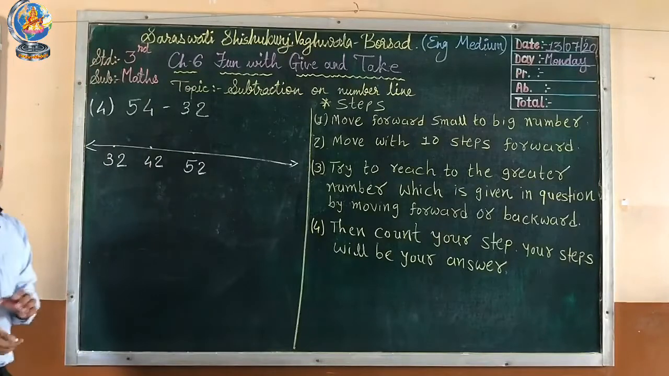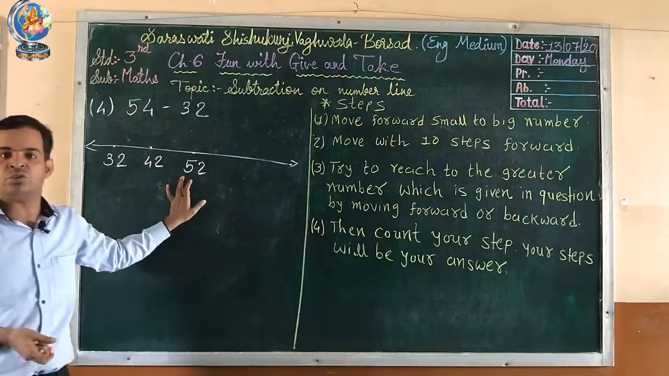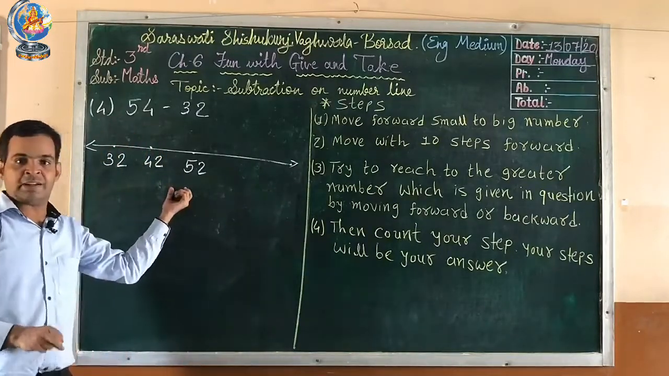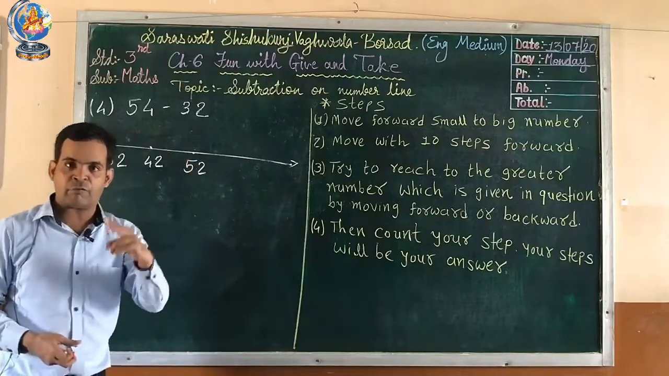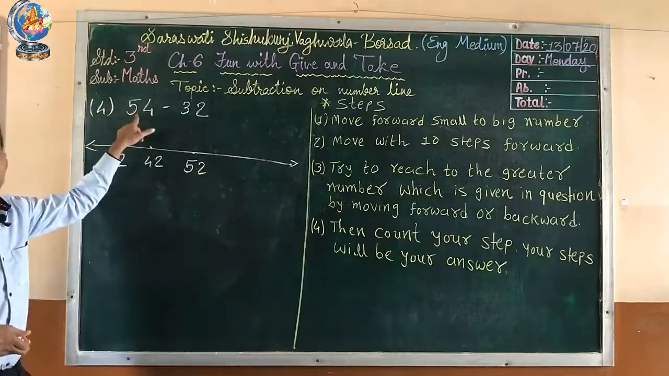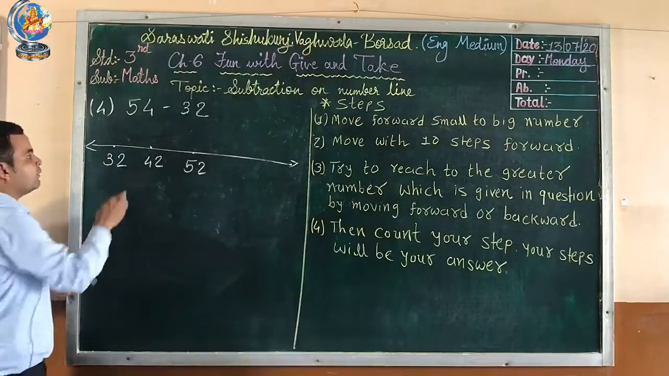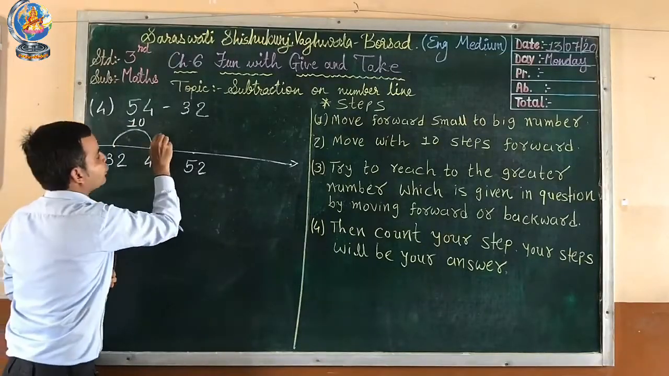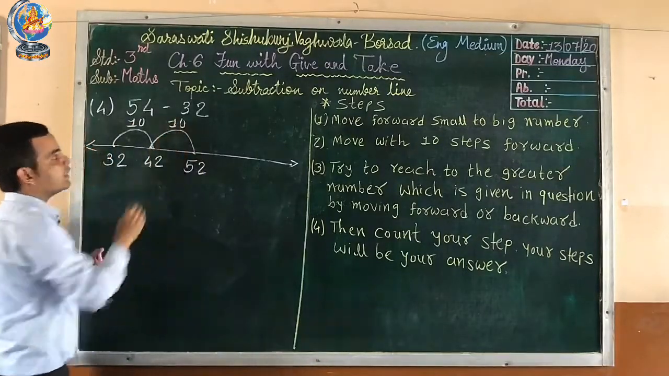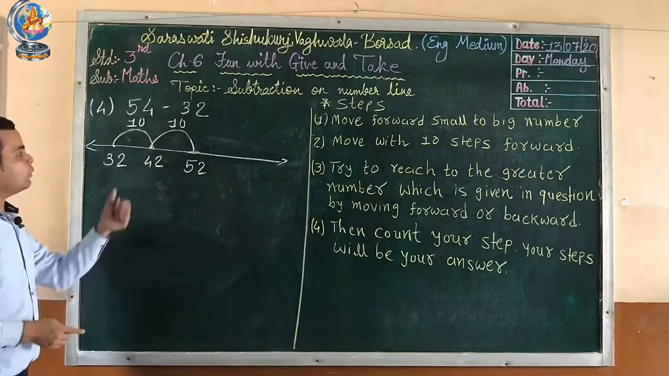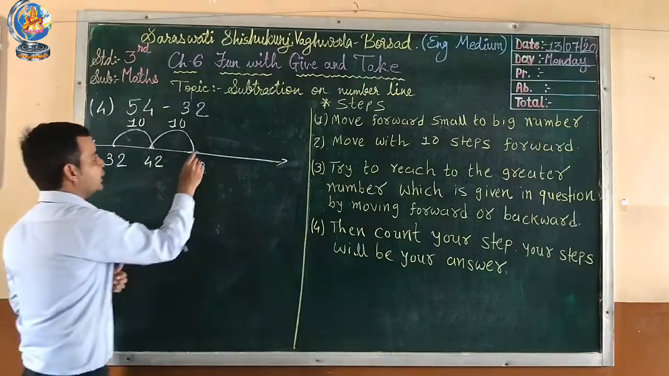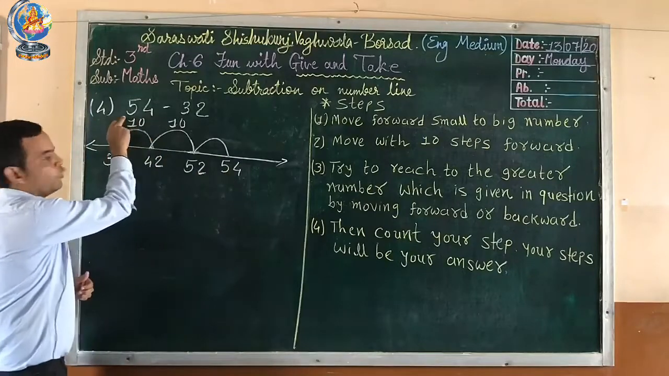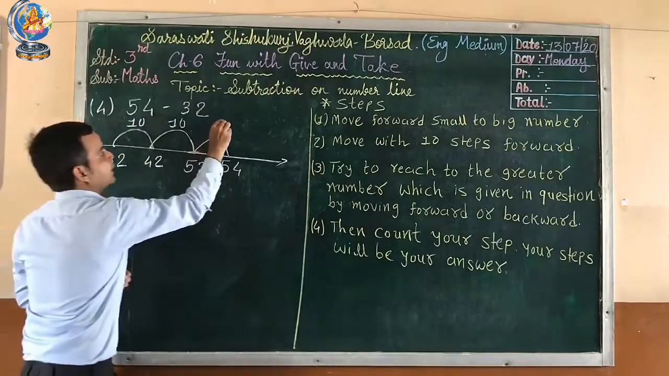Now if you observe, 54 is nearest to 52, right? If we go 2 steps forward, we reach 54, right? So how can we write it? 32 to 42 is 10 steps. Then again 42 to 52, 10 steps. Now we have to reach 54, so we go 2 steps forward. If we add 52 plus 2, we reach 54, right?